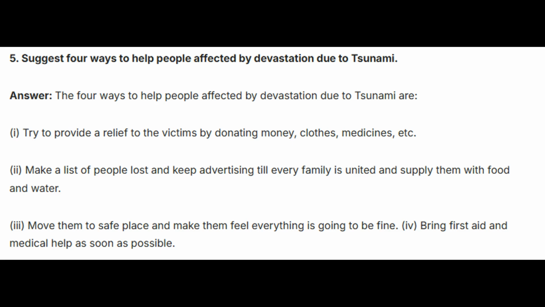Fifth, suggest four ways to help people affected by devastation due to tsunami. Answer. The four ways to help the people affected by devastation due to tsunami are: first, try to provide relief to the victims by donating money, clothes, medicines, etc. Second, make a list of people lost and keep advertising till every family is united, and supply them with food. Third, move them to a safe place and make them feel everything is going to be fine. Fourth, bring first aid and medical help as soon as possible.